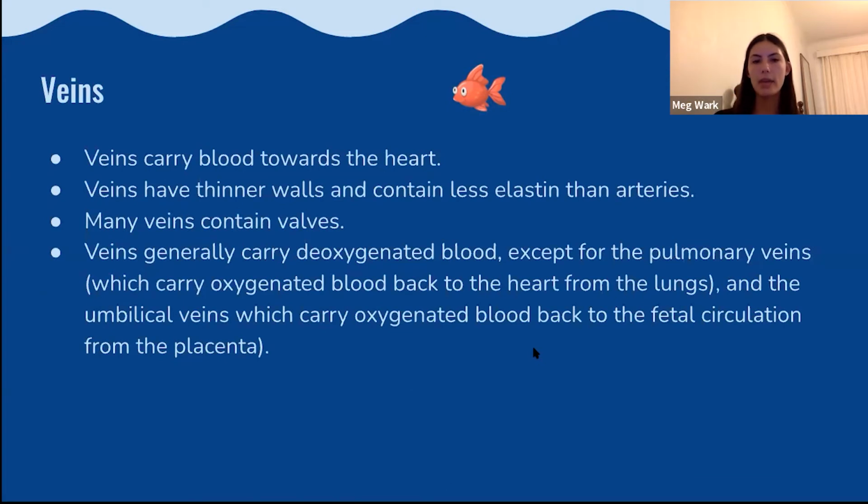The veins carry blood towards the heart. They have much thinner walls and contain less elastin than the arteries. Many veins contain valves, which stops blood from flowing back in the opposite direction and helps to essentially pump it back towards the heart. Veins generally carry deoxygenated blood, except for the pulmonary veins, which are carrying oxygenated blood back to the heart from the lungs, and umbilical veins, which are carrying oxygenated blood back to the fetal circulation from the placenta.